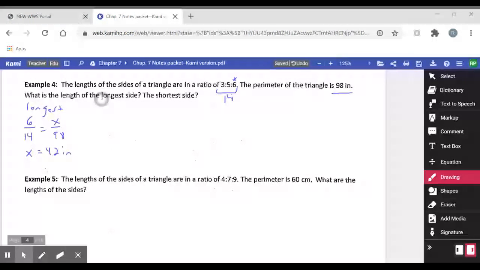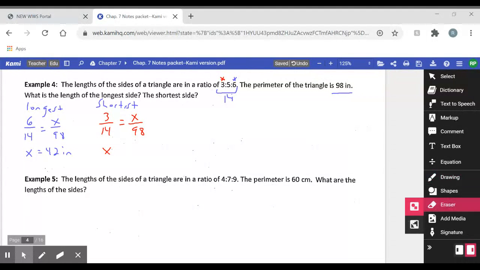If I want to set up a ratio for the shortest, then I can say, okay, well, in this case, the 3 represents the shortest length over the total of 14 is equal to x over 98. And when I cross multiply, actually, I probably wanted to do y just to distinguish it as something different. So if I go y, then I can solve and get y is equal to 21 inches. And so that would represent, again, the longest side and the shortest side with what we have above there.